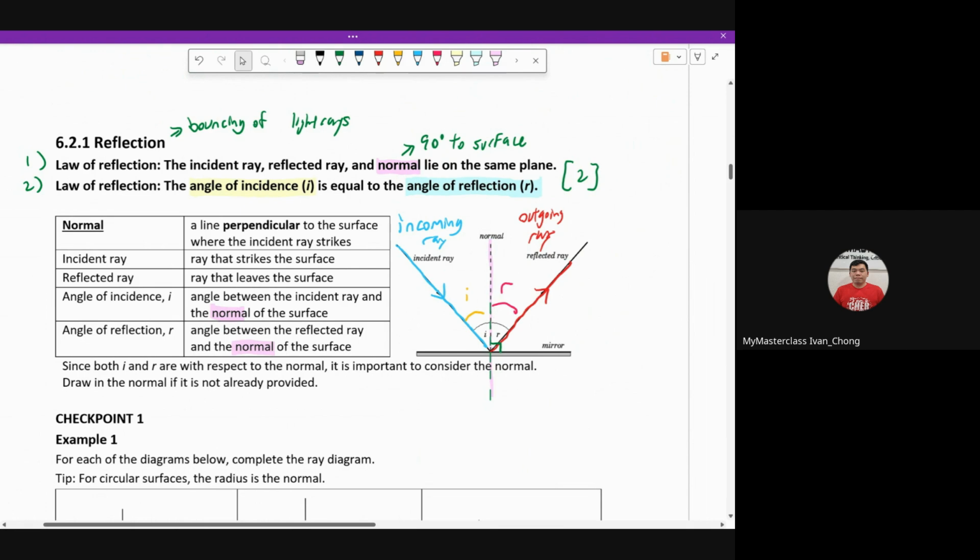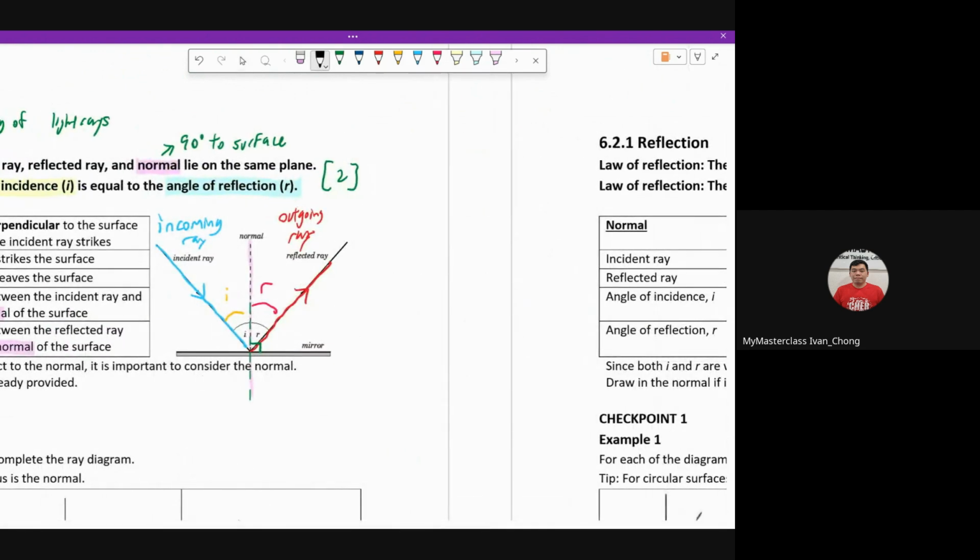Now, why is this very, very important? Because, for example, the school questions, they like to give you this. You have an incident ray because it's incoming, right? And they'll actually give you this. If this is 30 degrees, what is I? So how do we do this kind of question itself?